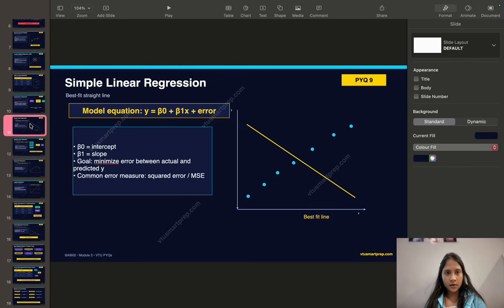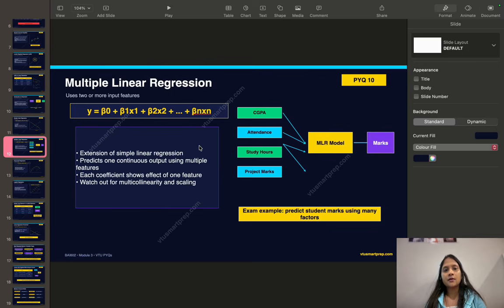So, simple linear regression. Remember the formula and diagram. Beta naught represents the intercept. Beta 1 indicates the slope. The goal is to minimize the error between actual and predicted Y, and a common error measure is squared error or MSE. The equation is Y equals beta naught plus beta 1 x plus error. In last minute preparation, you can remember these keywords, the formula, and this diagram for simple linear regression.